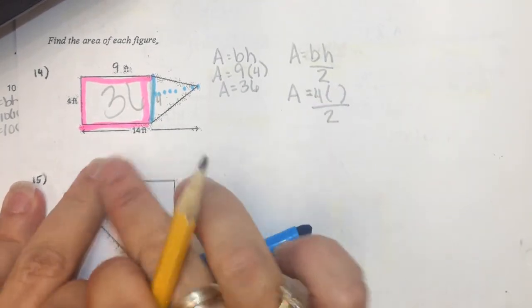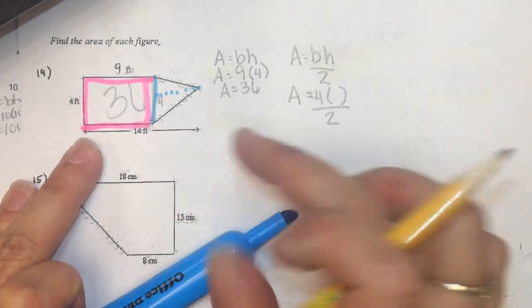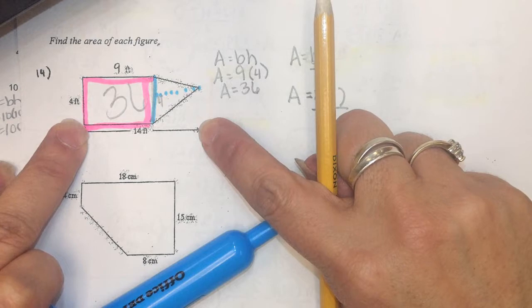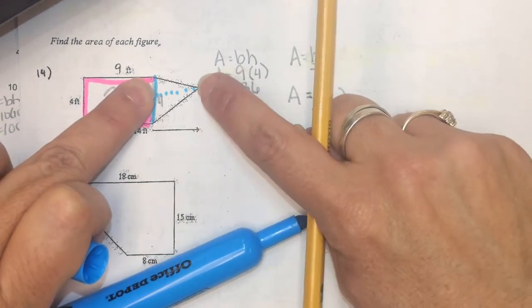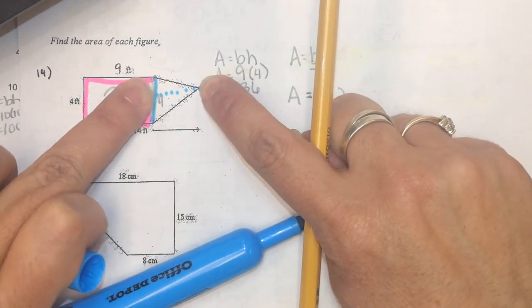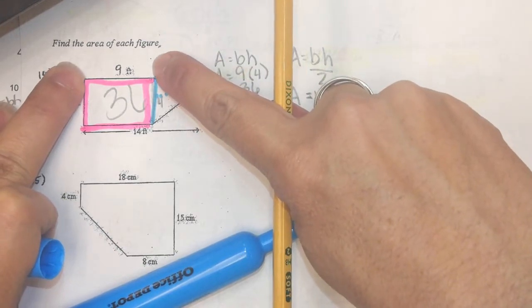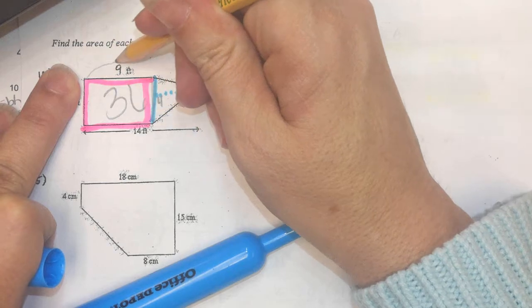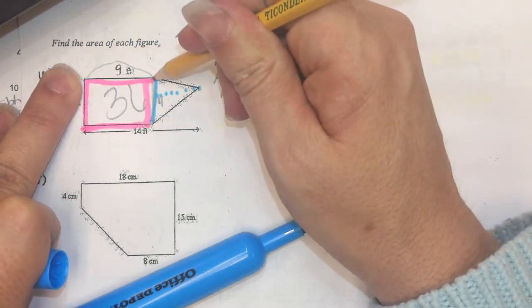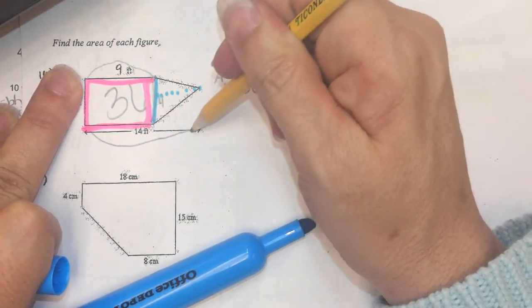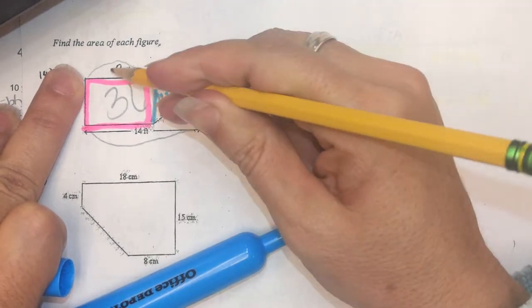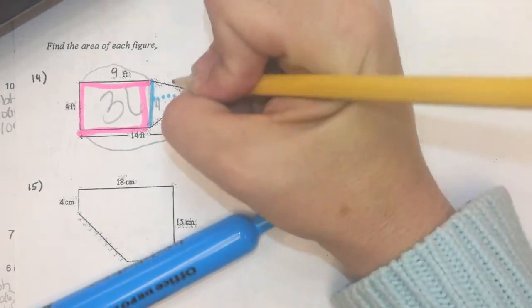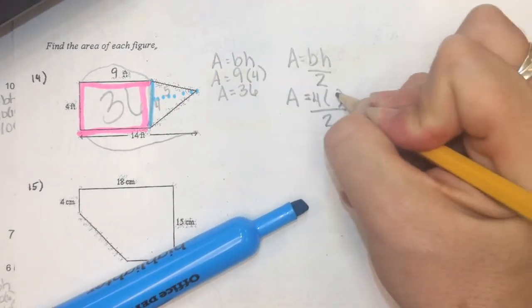Okay, now be careful. 14 is from here to here. We only need 5 from here to here. Now look, from here to here is 9. So I want you to think about this. If from here to here is 9, and you know from here to here is 14, 9 plus what is 14? 5. Right here, the height of that thing is a 5.